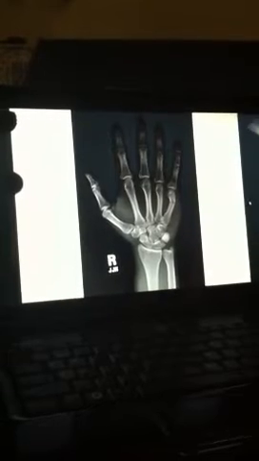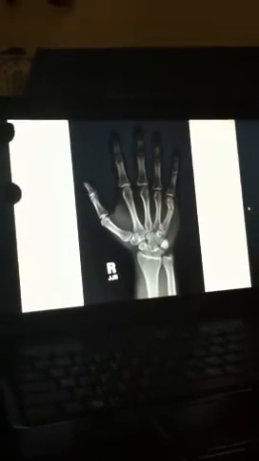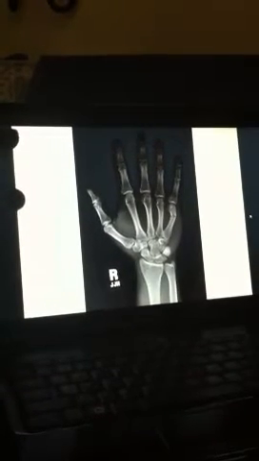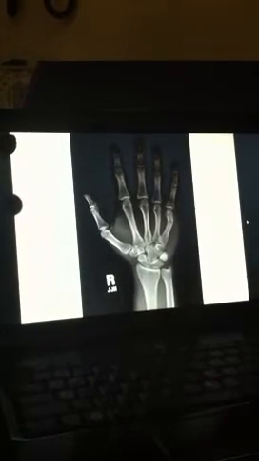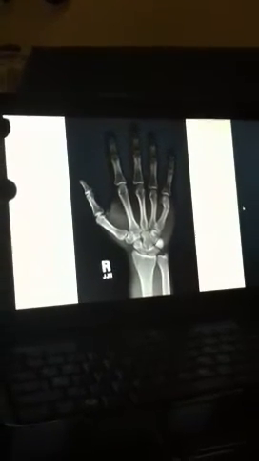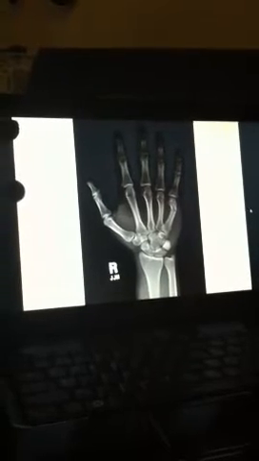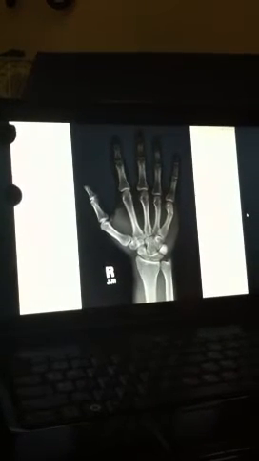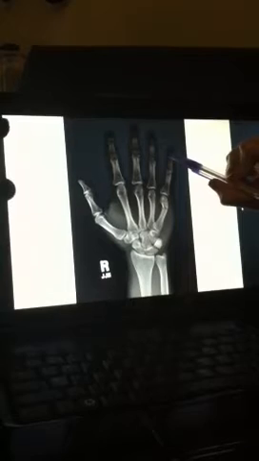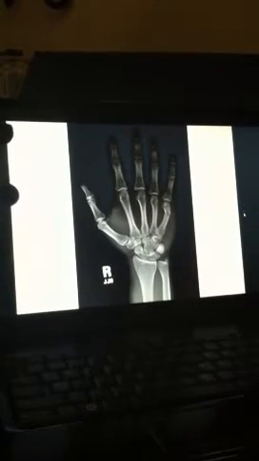So what is this one? Then that's the PIP, which stands for the proximal interphalangeal joint. And then what's that one? The DIP. So then the distal interphalangeal joint. Yep.